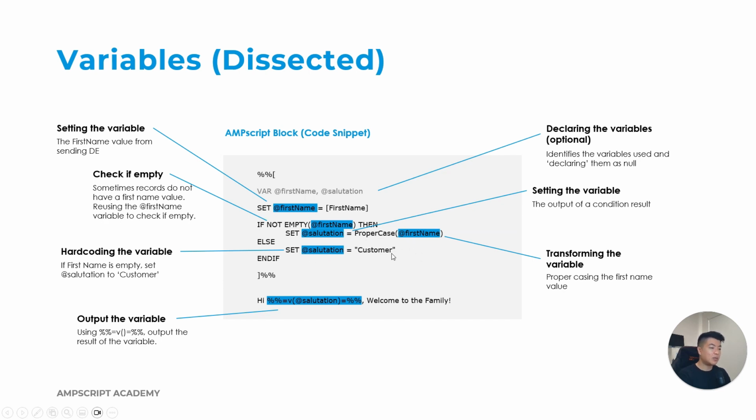So again, this is using conditional statements. In this case, if the first name field is not empty, then I want to set salutation, which is my variable that I want to output in the actual subject line, equaling the proper case of the first name field. Else, if it is empty, then I just want to hard code the value for salutation as customer. Then when I print out the salutation variable, it's hi James, welcome to the family, or hi customer, if there's no first name value, welcome to the family. Cool.